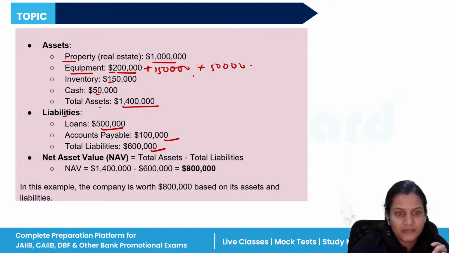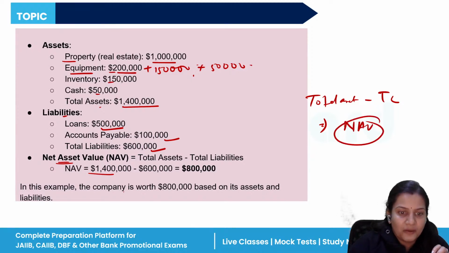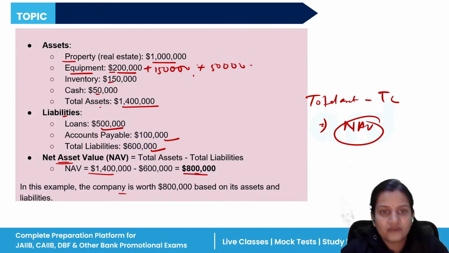So the total assets valuation is what? The 14 lakhs. If you have to find NAV, that is net asset value, what do you have to do? From total assets, you will deduct all of your total liabilities, then it is the net asset value. So how much is the company's worth? The company's worth is 8 lakh rupees. Am I clear?